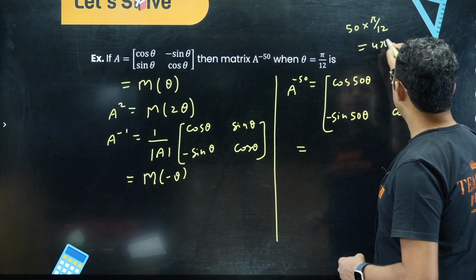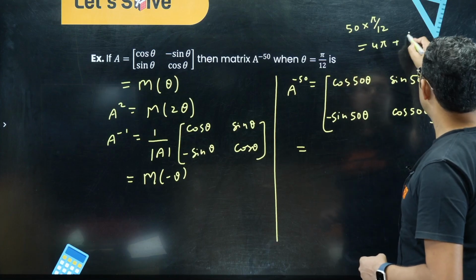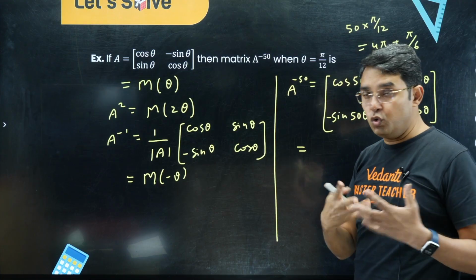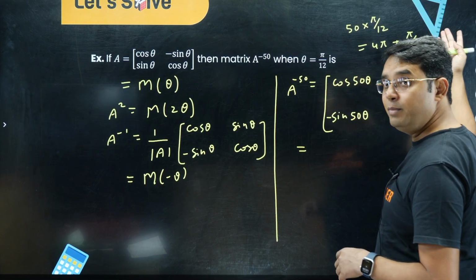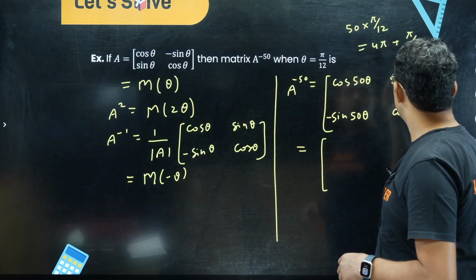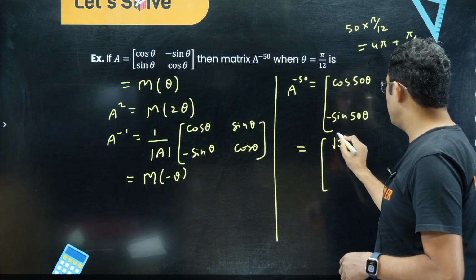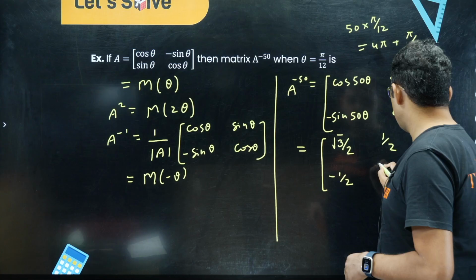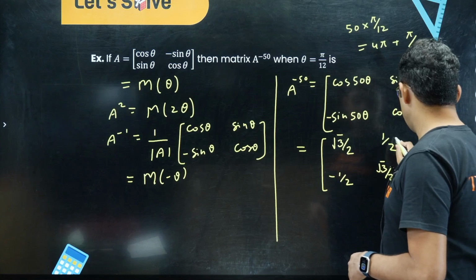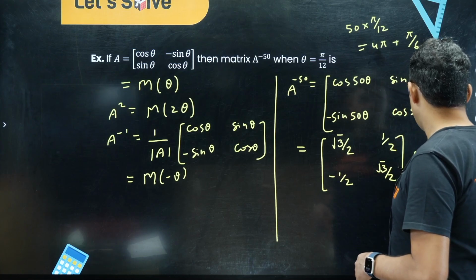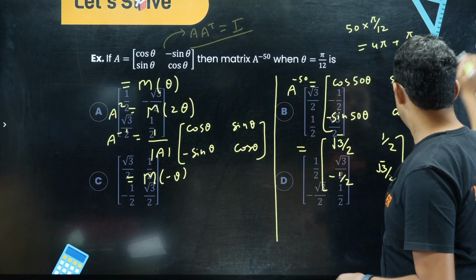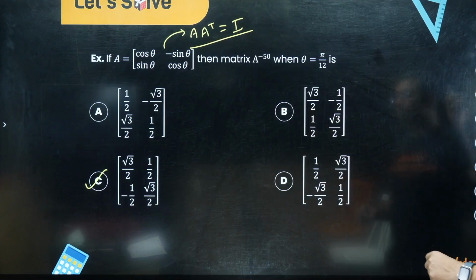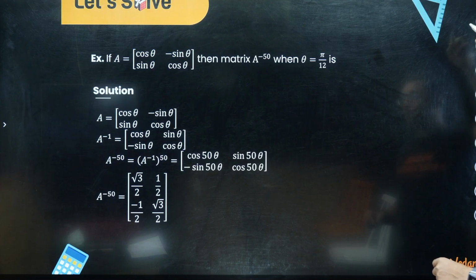Now we can see that 50 theta, that means 50 into pi by 12, will be equal to 4 pi plus pi by 6. Because cos and sine are periodic with periodicity 2 pi, after 4 pi the value will be the same, so it is just cos pi by 6, which is root 3 by 2, this will be 1 upon 2, this will be minus 1 upon 2, and this will be root 3 upon 2. So that is the answer of this question. So I think the correct option for this is C: root 3 by 2, 1 by 2, minus 1 by 2, and root 3 by 2.